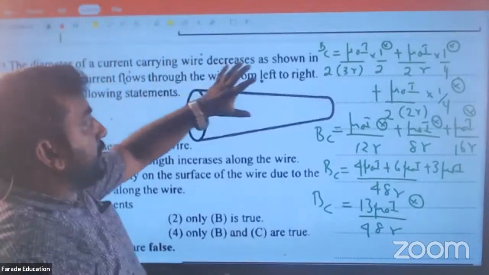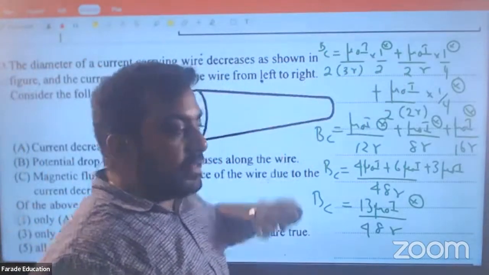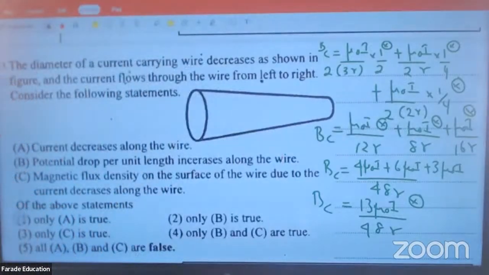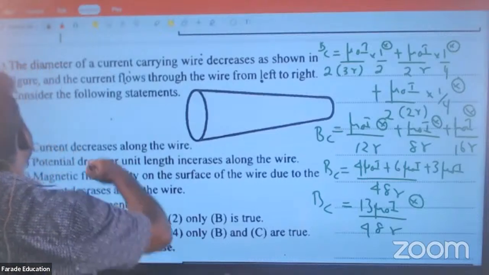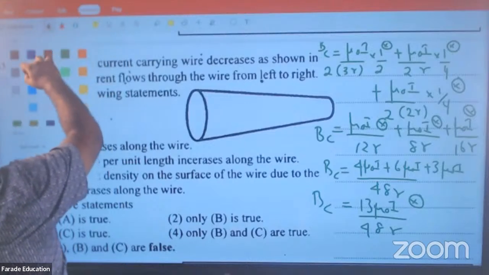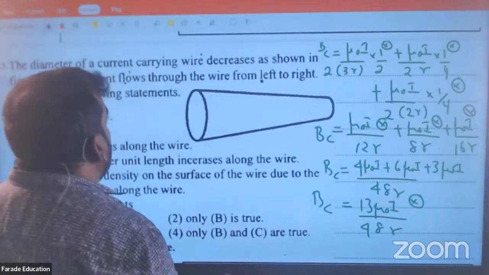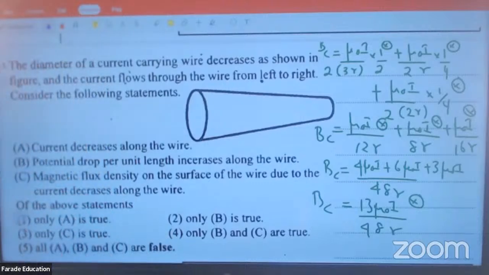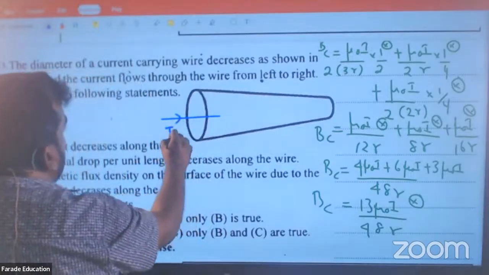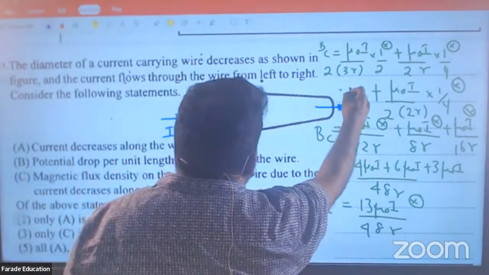Second part of magnetic field. I'm sure you all have done this. Right. Diameter of a current carrying wire decreases as shown in the figure. The current flows through the wire from left to right. Current is going from left to right.